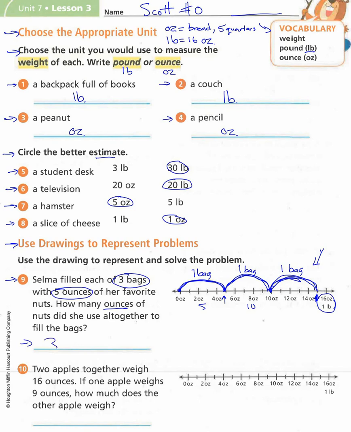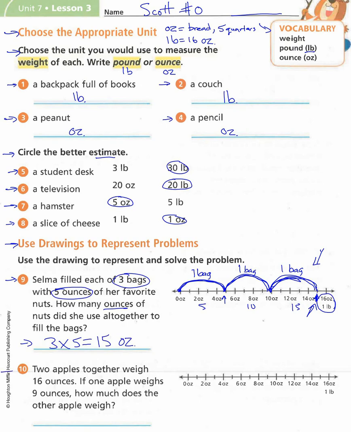Alright, so I'm going to go 3 groups of, or 3 bags of 5, right? And we just found out over here that is 15, right? So 15, and remember we need to say OZs, ounces.